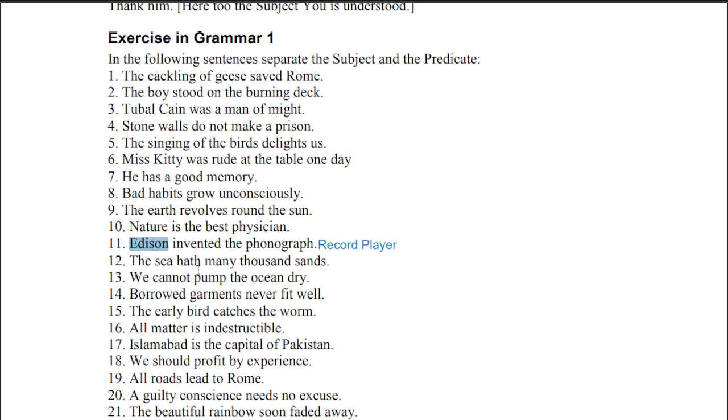The sea hath many thousand sands. First, a thing has been named, the sea, so it is the subject. And then something is said about the subject: hath many thousand sands. So hath many thousand sands is the predicate. The sea is the subject.